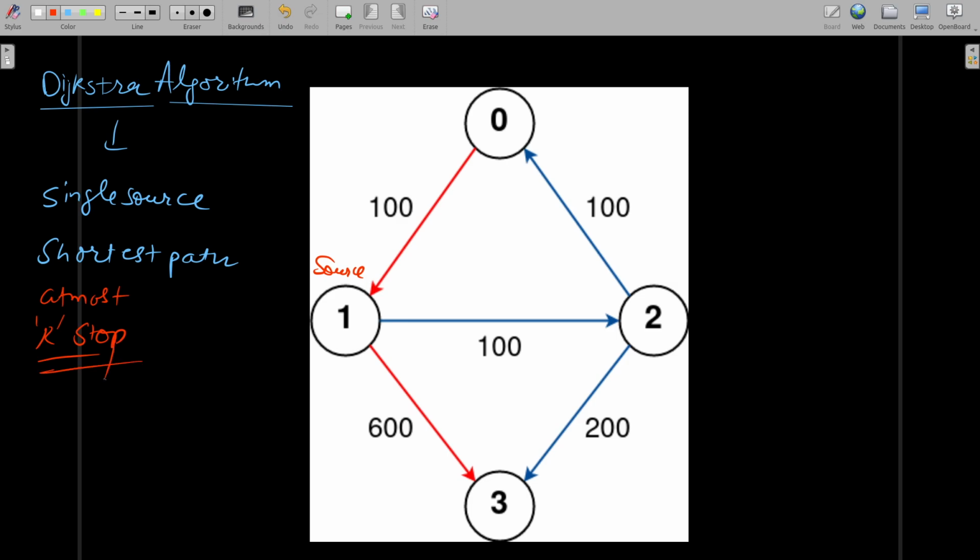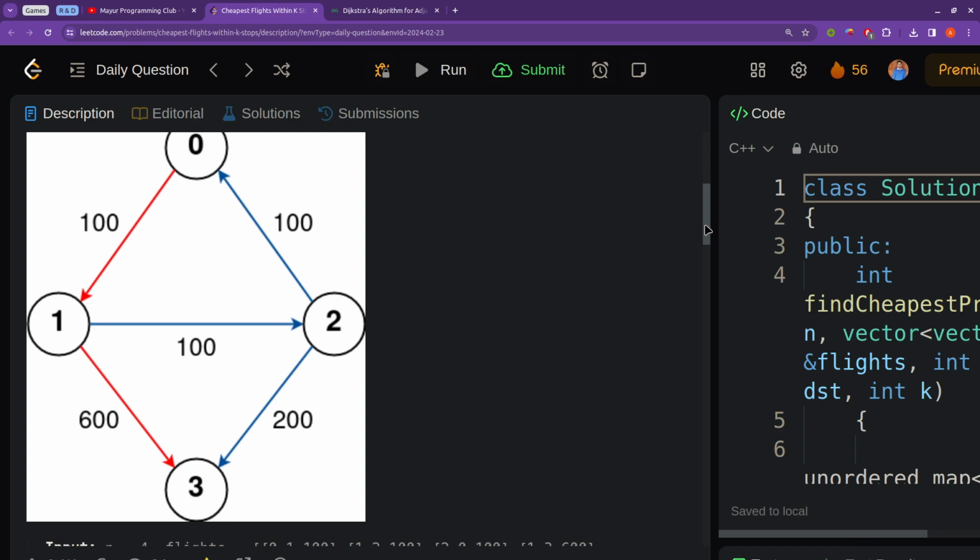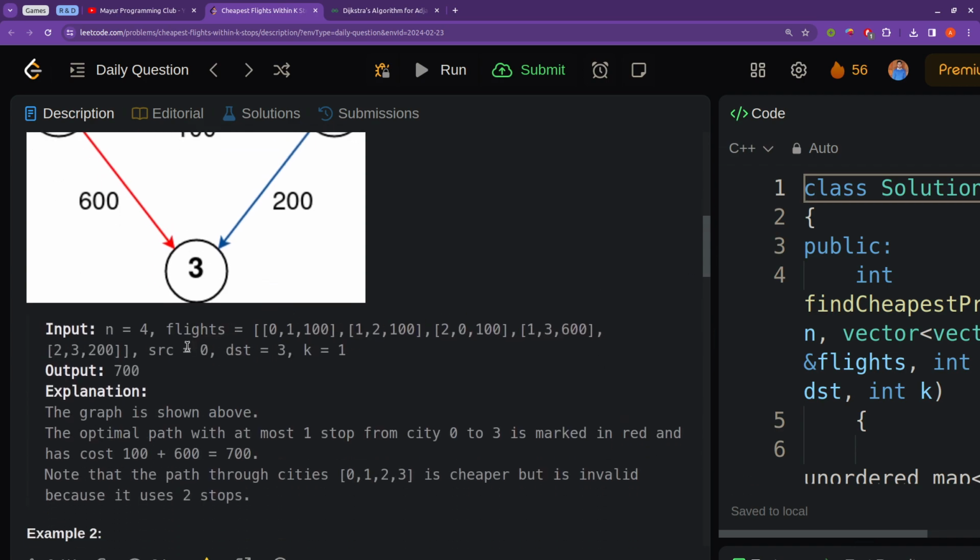Okay, now coming back towards our algorithm, so how we will be implementing it. First of all, two things will be required here. One will be your distance array. Okay, so as you can see, there are four numbers here, 0, 1, 2, 3. So let's have a distance array of size 4. So 0, 1, 2 and 3. Initially, let's see the source and destination that are given to us. Source is given to be 0 and destination 3.